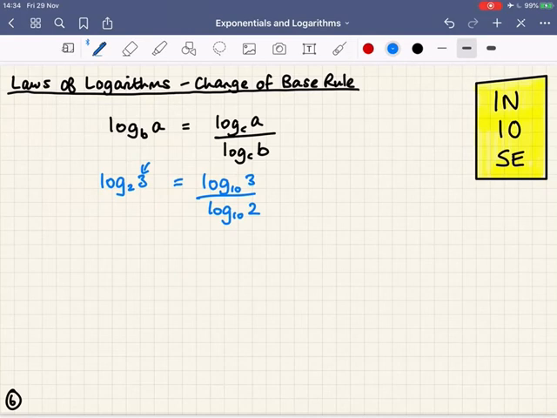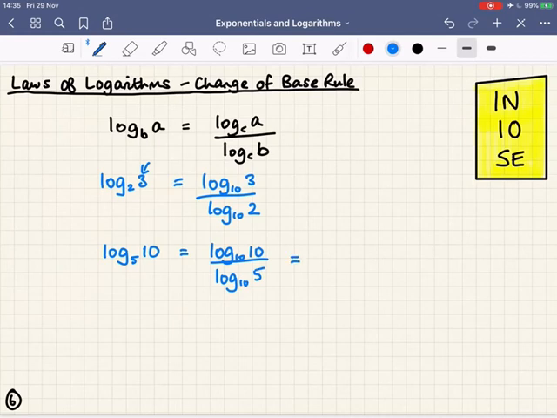Log to base 2 of 3 is the same as log to base 10 of 3 over log to base 10 of 2. It doesn't have to be base 10, any base you like. Sometimes it's useful to change to a base that enables you to simplify things. So, for example, if I've got log to base 5 of 10, I could write that in base 10, so that I end up with log to base 10 of 10 divided by log to base 10 of 5, just using the rule at the top.